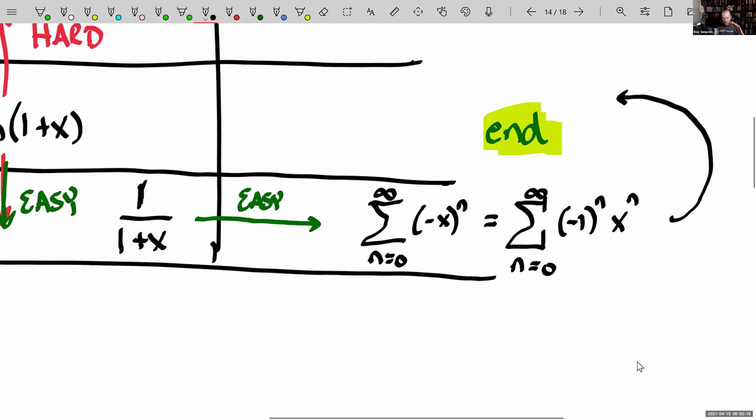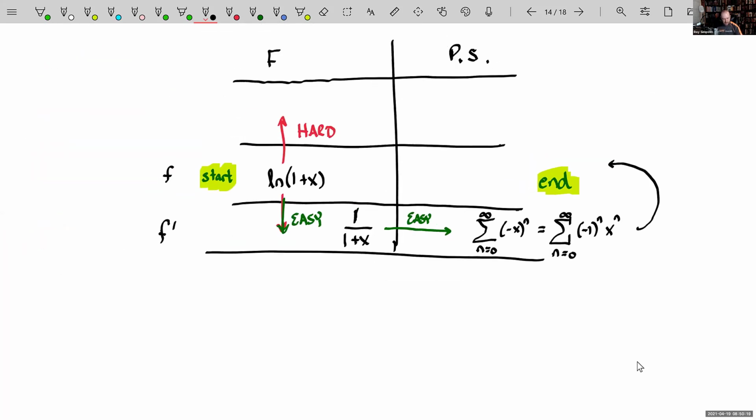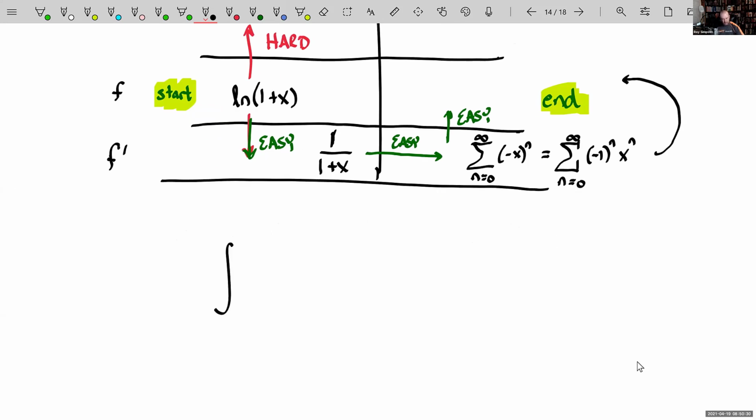Okay, so we're going to integrate this. Now, the integral of this to get up is actually pretty easy as well. Now, what you're going to see when we finish this out is that it doesn't look exactly the same, but it is the same. So summation n equals 0 to infinity, -1 to the nth x to the n dx. We're almost done, don't worry.